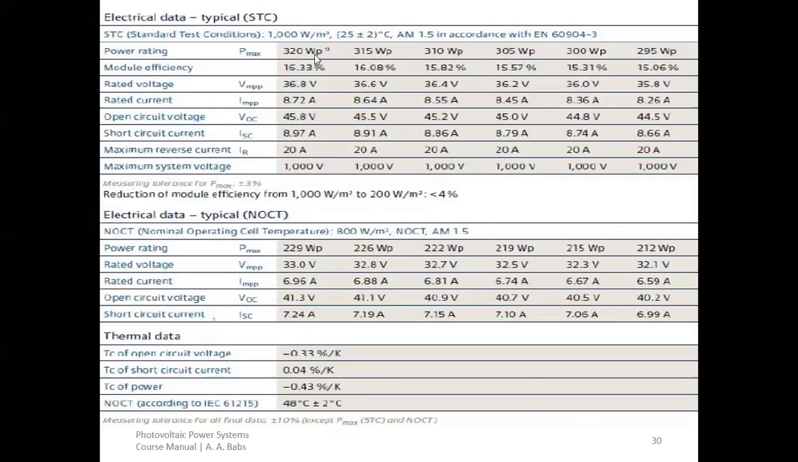I want you to follow me. You can see that we have different power ratings here. Each column represents a module. This is a module of 320 peak watt. This P here stands for peak. This is 320 watt peak.